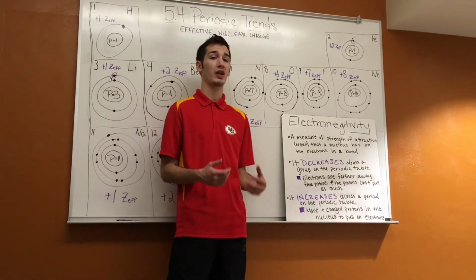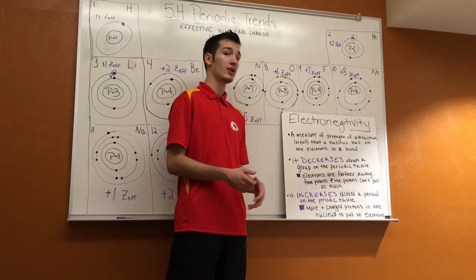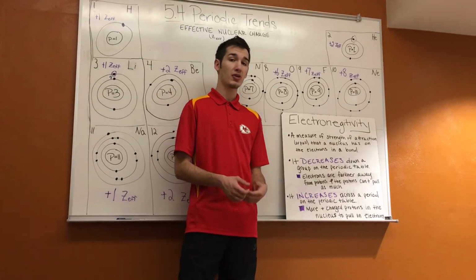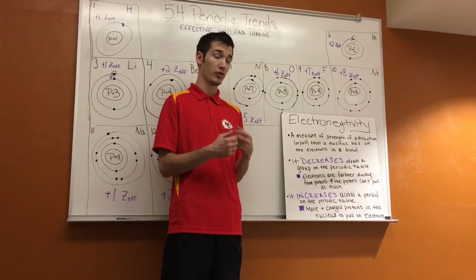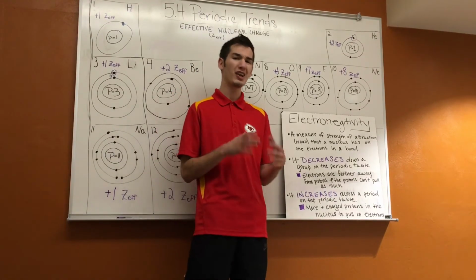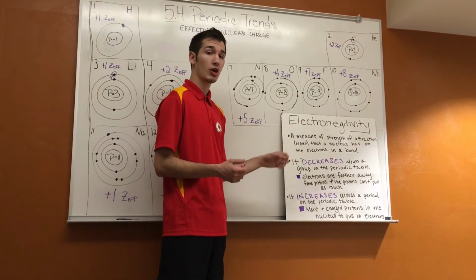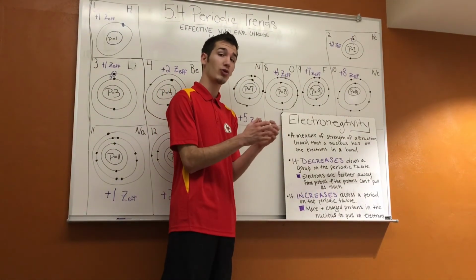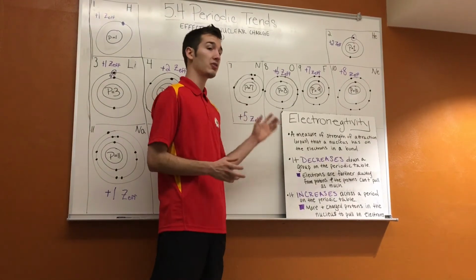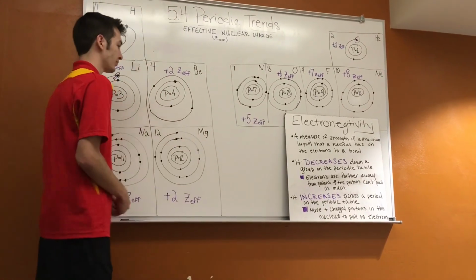Okay, so let's look at our last periodic trend, electronegativity. Electronegativity is kind of a cool trend. So we define it as a measure of attraction or pull that the nucleus has on electrons in a bond. So it's kind of like ionization energy, but instead of trying to pluck off electrons, we're looking at how much these protons in the nucleus want the electrons on the outside. So again, let's look at how it changes down a group and across a period.